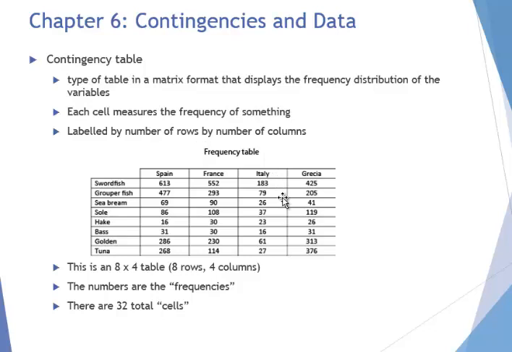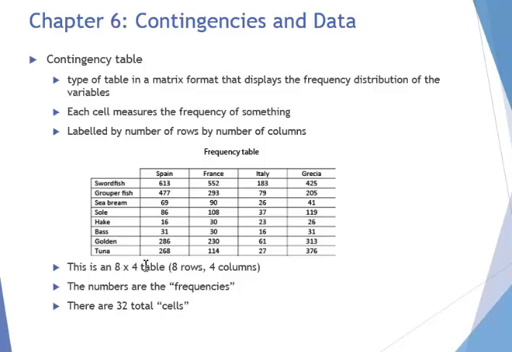So for example, this is, I guess, the number of fish that are eaten in a particular country. You have Spain, France, Italy, and I guess that's Greece. You have the swordfish, grouper fish, sea bream, sole, and so on, and you see these different numbers. Italy, you can see, doesn't eat as much fish, whereas the swordfish seems to be doing very well up here. Anyway, the point is that's not important.